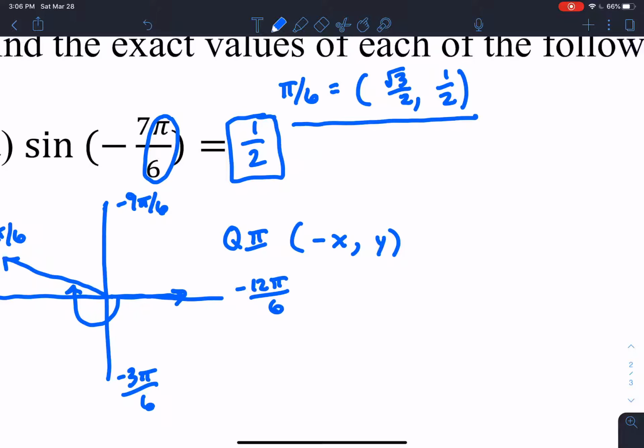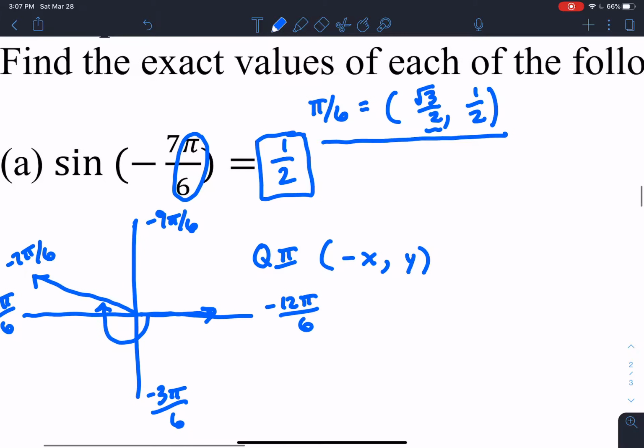Okay, now if I had to, say, do cosine of negative 7 pi over 6, all I would have to do is just make the x term here negative, and that would give me the answer, okay? So it's, again, using the first quadrant and then figuring out where the angle goes.